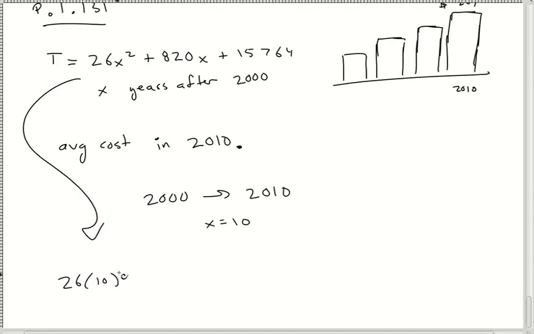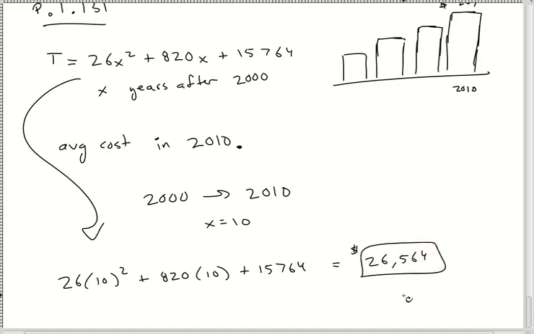26 times the 10 squared plus 820 times the 10 plus 15,764. Yeah, there's a lot of calculator there. And I got 26,564, and that's in dollars. And that's actually your answer to part A in my math lab.